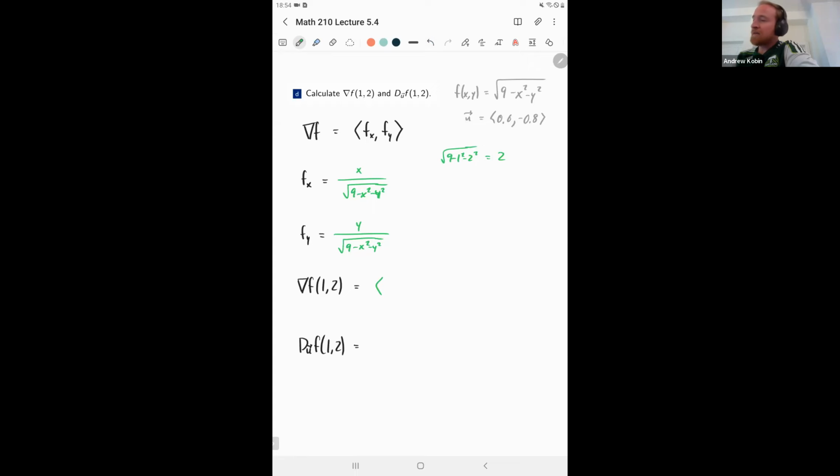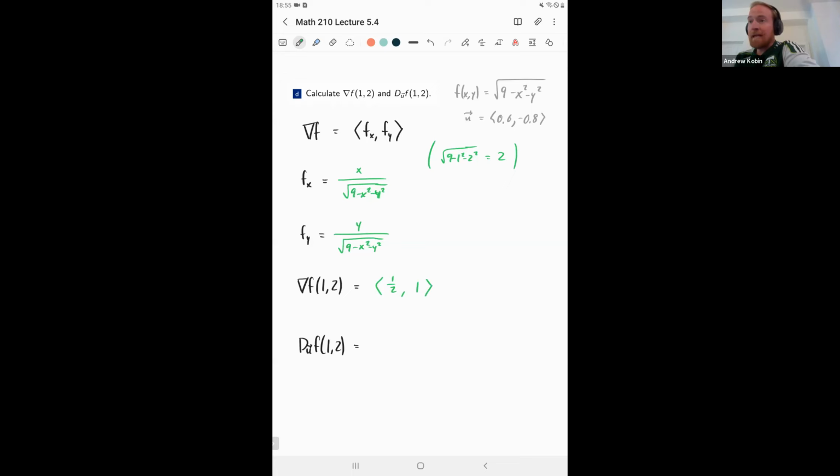The numerators are given by x and y. So this is actually pretty easy to compute. Let's just hold on to that if we need it later. X is 1 and the denominator is 2, so the x component of the vector is 1/2. Y is 2 and the denominator is 2, so the y component of our gradient vector is 1. So (1/2, 1) is the directional vector of maximum increase.